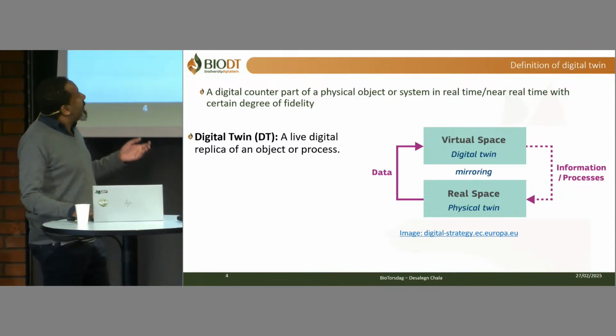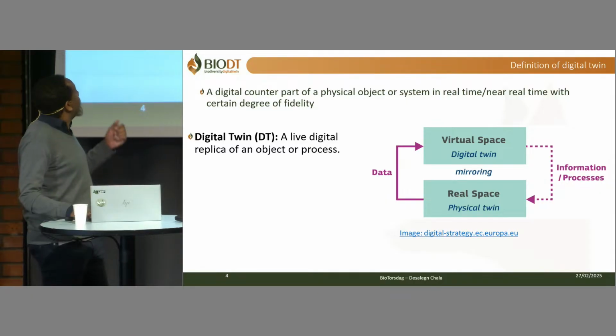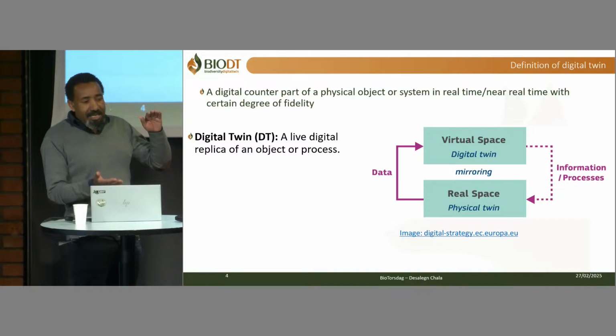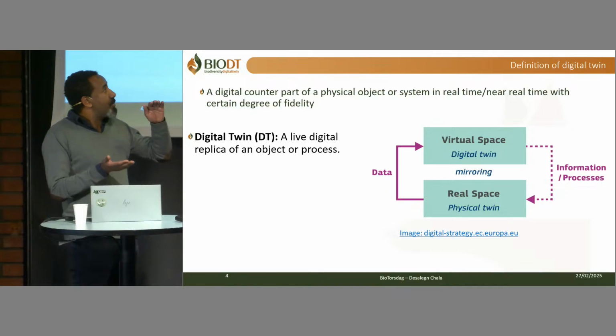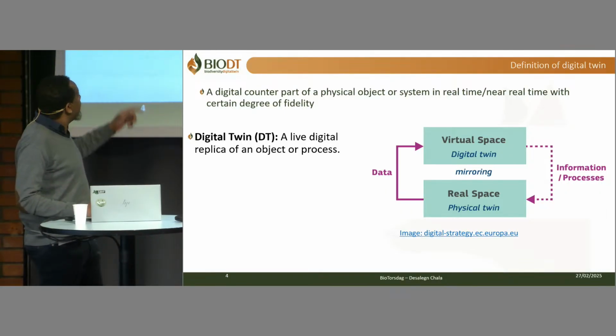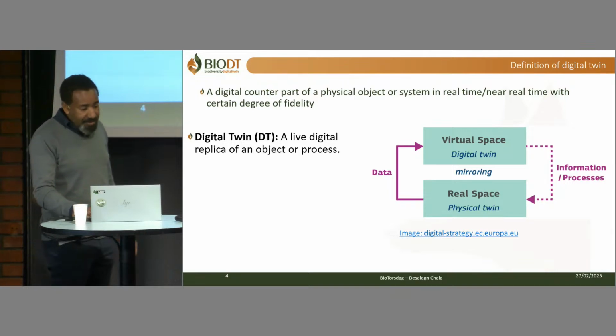So coming to the definition of digital twin, a digital twin is the counterpart of a physical object or a system in real time or near real time with a certain degree of fidelity. We have a physical object, or we have a physical process, and we have the digital counterpart of this physical object or process, and the two are connected in real time. It is a live digital replica of an object or a process.